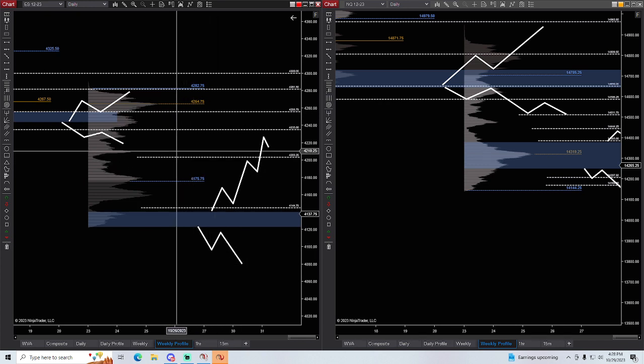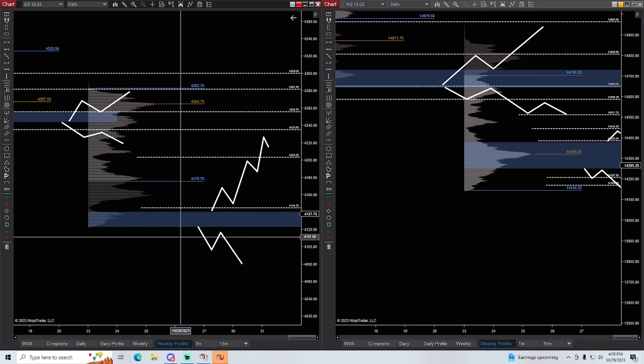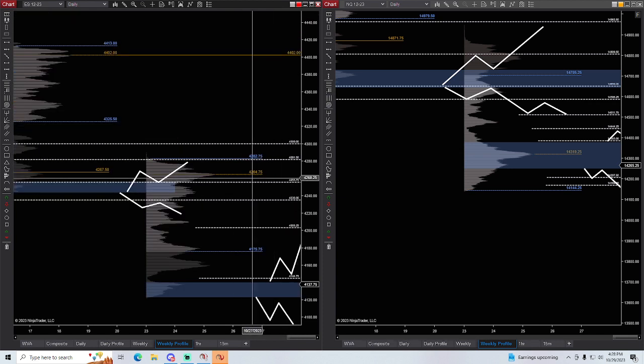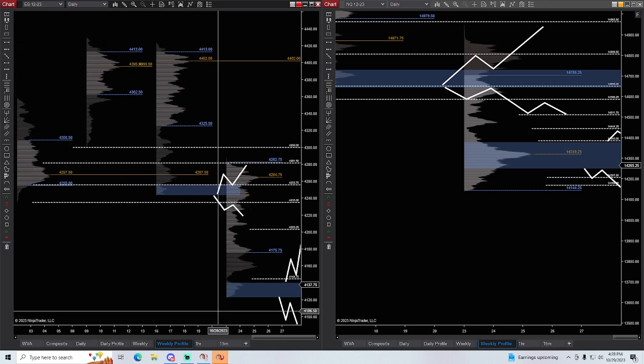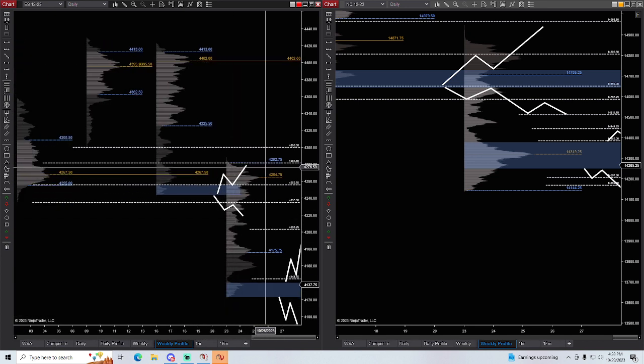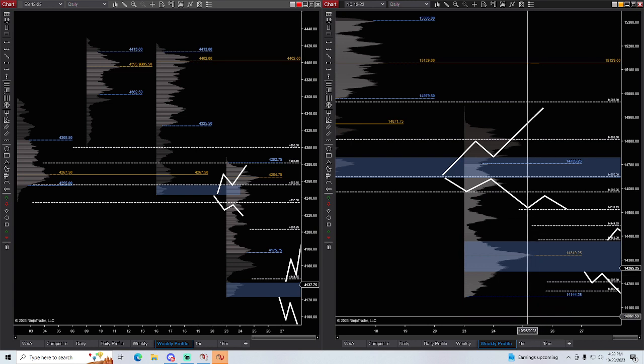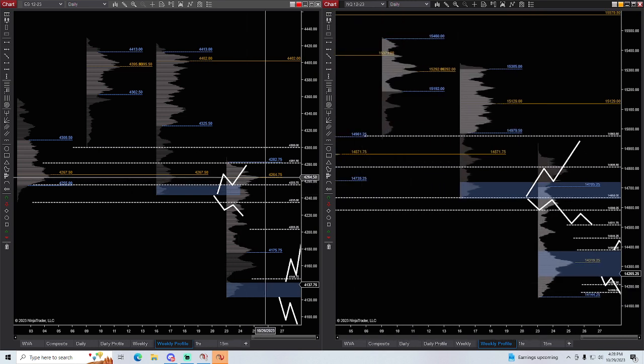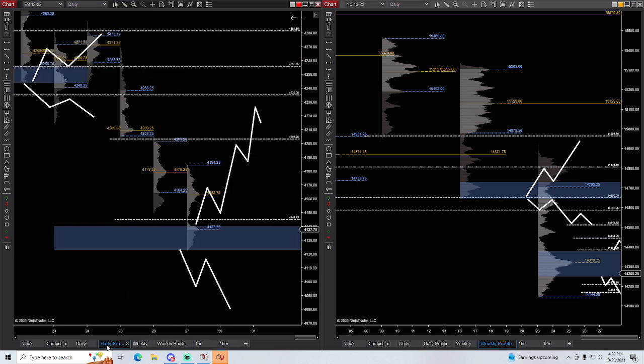One thing I am paying attention to is the previous week point of control on the S&P, which is all the way up here at 4265. So the most volume was up here. I just have an awareness of that. Not necessarily tradable information, but I have an awareness that the point of control is all the way up there. That's pretty much it. That's what I'm looking for.